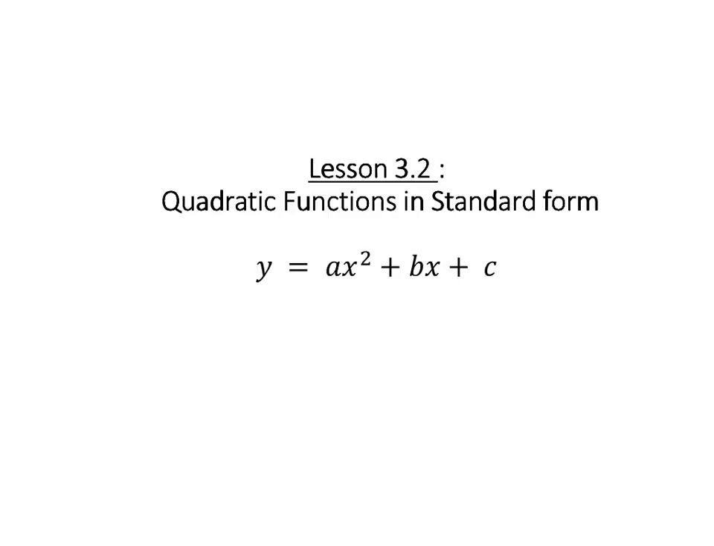We're going to look at 3.2. This is outcome R3 in the course. What we're going to look at is quadratic functions in standard form. So this is outcome R3. And a quadratic equation in standard form has the form y equals ax squared plus bx plus c.